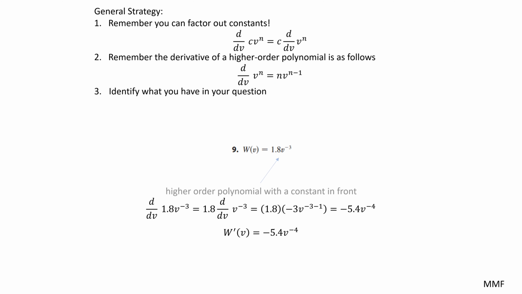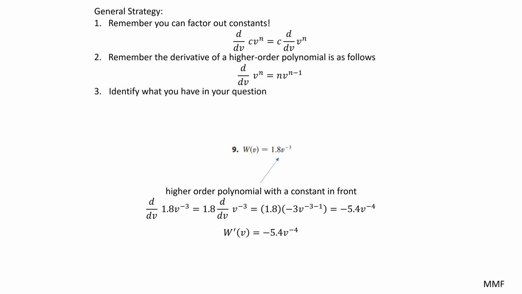All right, so to start with, let's identify what we have. It's a higher order polynomial with a constant in front. So we're going to factor out that 1.8 out of the d over dv. And now we're going to move the minus 3 in front, and we're going to subtract 1 from the minus 3 in the power. So we end up getting negative 3 times 1.8 gives you negative 5.4, and negative 3 minus 1 is negative 4. So that's all there is to it. The derivative of the function is negative 5.4 v to the power of negative 4.